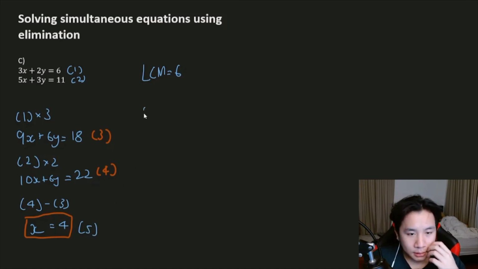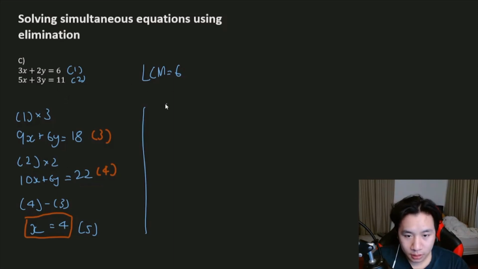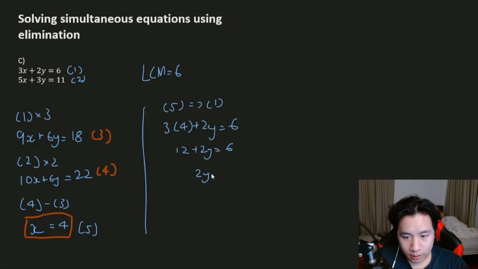And to find y, you just sub in this x into either the first one or second one. I'm going to do the first one. So 5, substitute that into 1. So we have 3 times 4 plus 2y is equal to 6. 12 plus 2y is 6. 2y is equal to minus 6. y is equal to minus 3. All right, that's it for elimination.